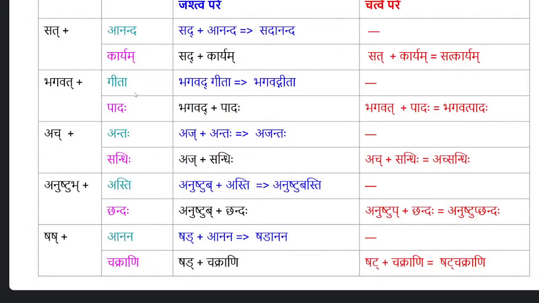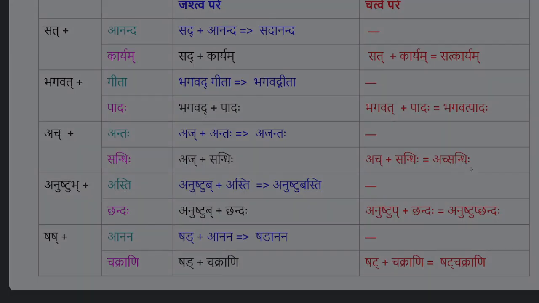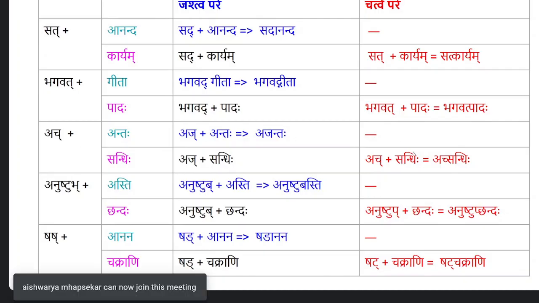Bhagavat Gita. Jastvam Pare, Bhagavad Gita. We know this. After that, nothing happens. It ends there. Bhagavat Padaha also undergoes Jastvam, becomes Bhagavad Padaha, but again because of Chartvam which immediately follows, it comes back to Bhagavat Padaha. Ach Antaha changes to Ajantaha, as we know, Jastva Sandhi, but Ach Sandhihi, it has a Karkasha Vyanjana, becomes Aj Sandhihi, and because of Chartvam, it goes back to Ach Sandhihi. Okay, these are all the examples where the changes are not seen.